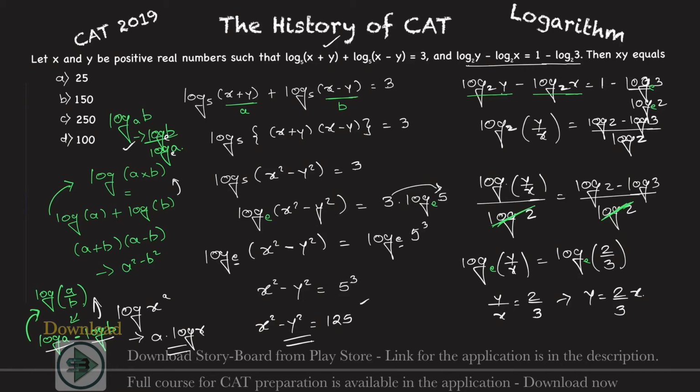y is equal to this, so y squared becomes x squared. I'm substituting it here. Let's change the color. x squared minus 4 by 9 of x squared is equal to what? 125. I just substituted this value in this equation, and finally I got this. So if we simplify this, what will you reach? This will be 9 minus 4, that is equal to 5.